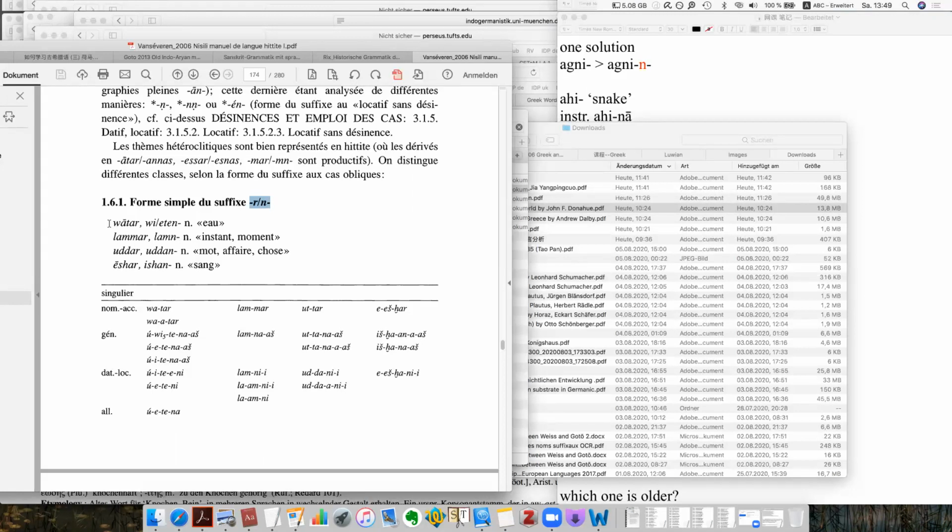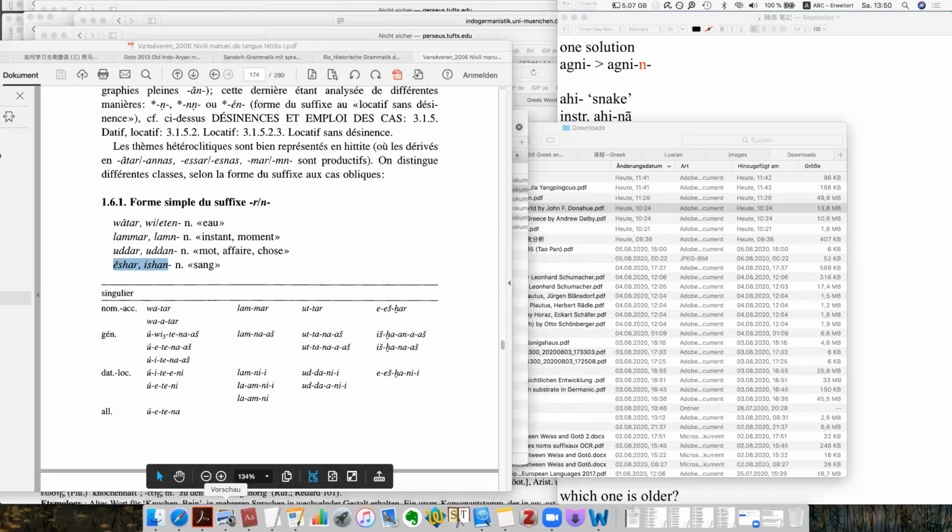And this is very popular. This is a word for water, and this is a word for moment. And this is a word for word, affair, and this is a word for blood. So you can see this is a very productive class.